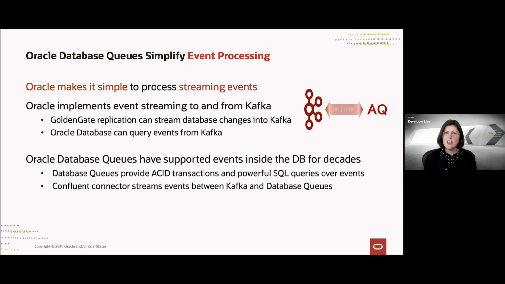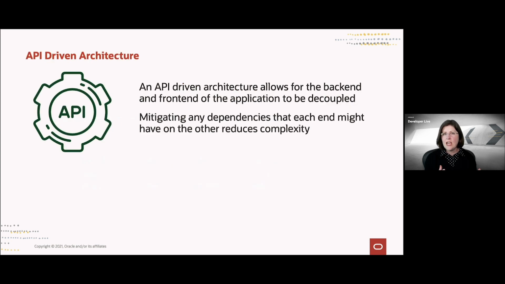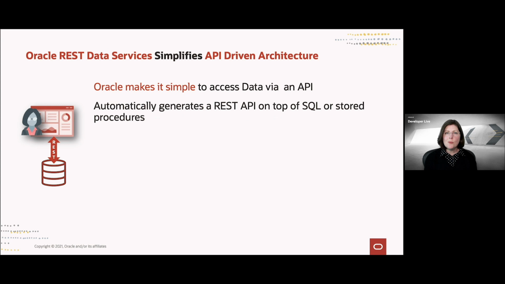Now, another architecture that's seen great popularity is API-driven architectures, one where we decouple the front end of the application from the back end, and we can mitigate any dependencies between them, therefore reducing the complexity of the architecture. And Oracle makes it really easy to take advantage of API-driven architectures, because we allow you to create an API on top of any SQL or stored procedure inside the Oracle database. That's right, you can REST enable any data access inside the Oracle database.